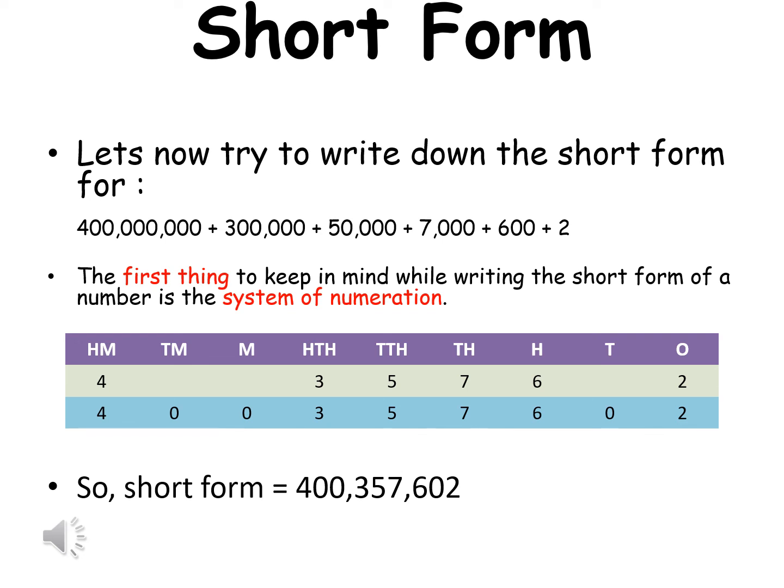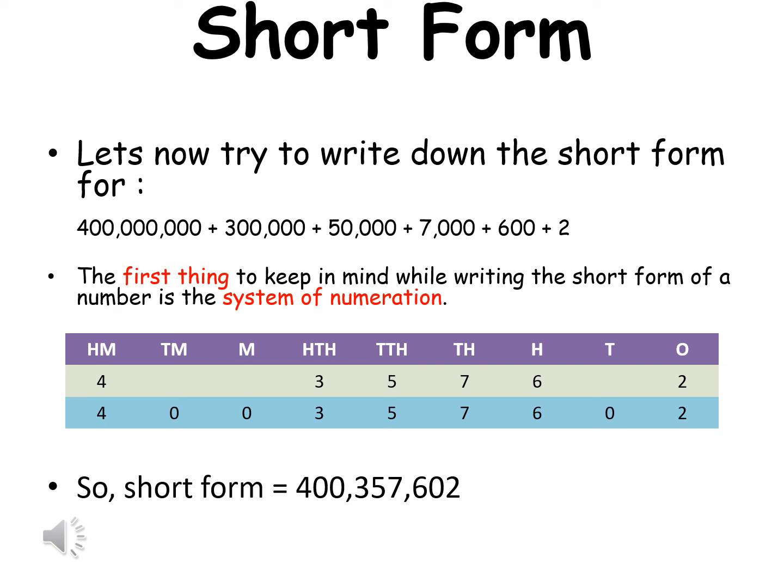So we will make the place value chart: ones, tens, 100, 1000, 10,000, 100,000, million, 10 million, 100 million. We have to learn the place value chart of both the systems. It is very, very compulsory. So now one by one we will place the digits. So that is 400 million. So 4 comes under the place 100 million. The plus, that is 300,000. So 3 comes under the place 100,000.